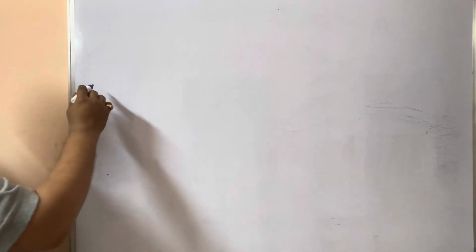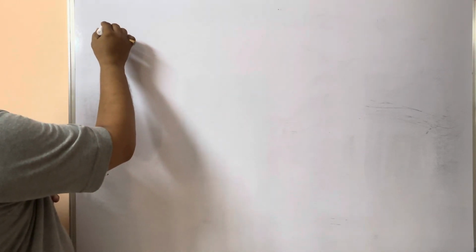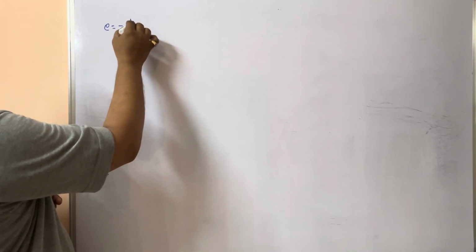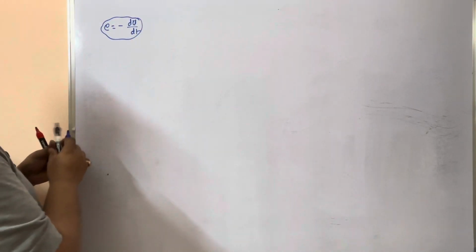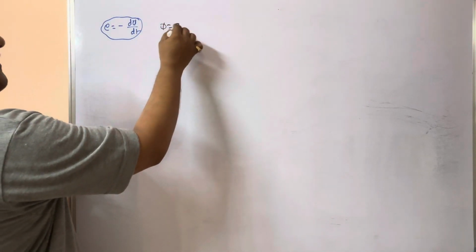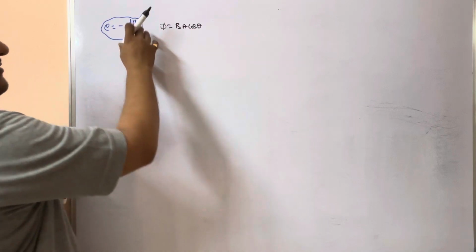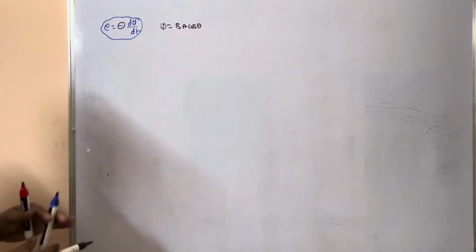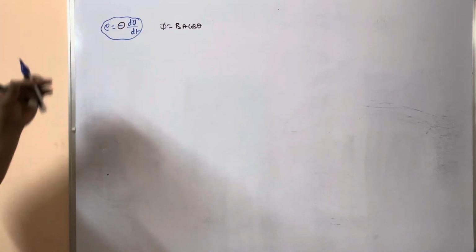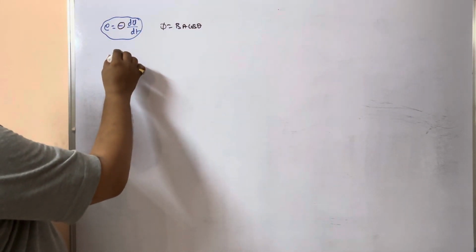We were discussing induced EMF. According to Lenz's law, we gave E is equal to minus dφ/dt, where φ can be written as BA cos θ. We have given some equations. The negative sign is going to oppose, which means it opposes what is causing it.